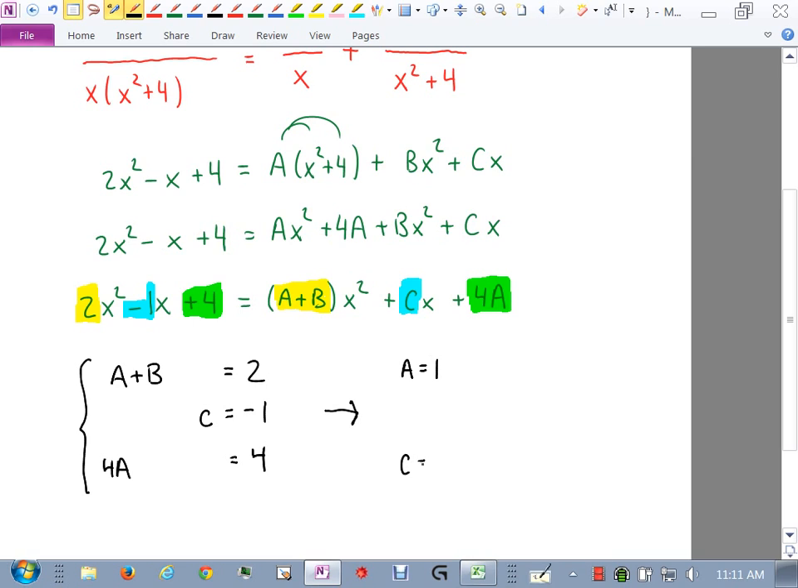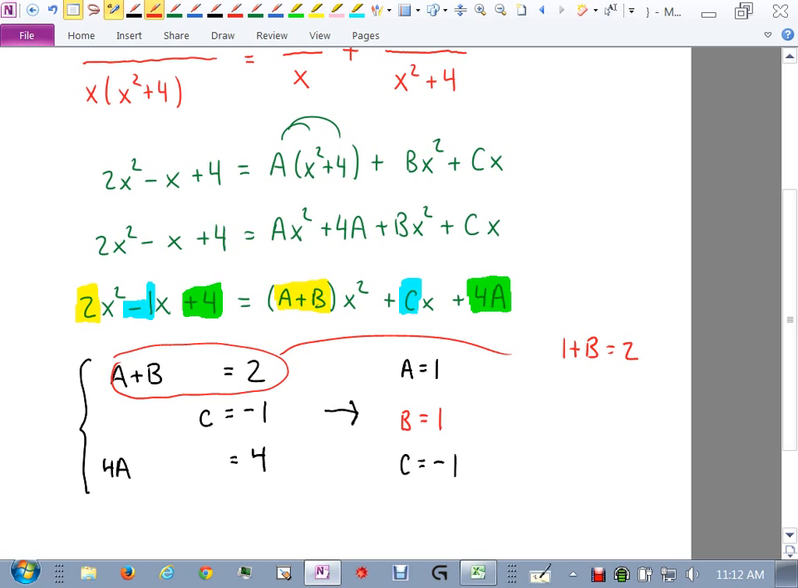C is -1, and then to get b, I just have to take this right here and replace a with 1, and so b is what? B is 1. So I know a, b, and c. I'm in business. Questions? We're not done, right?